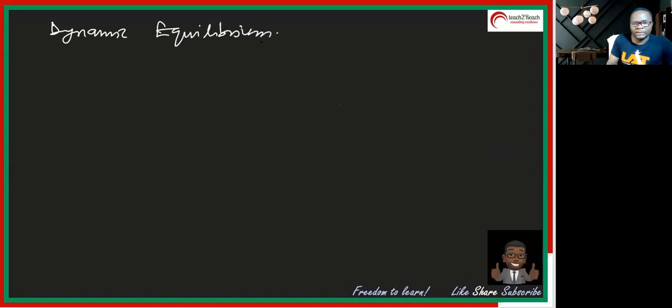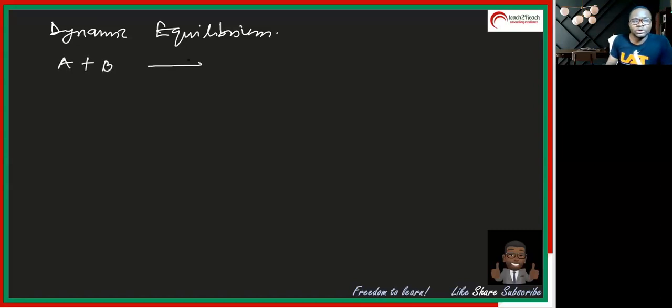Now, a dynamic equilibrium can be attained by any reaction that is a reversible reaction. So we are saying that if a reaction is reversible, it will get to a point where the rate at which the forward reaction is taking place will be equal to the rate at which the backward reaction is taking place. At that point, we'll say that the reaction is at equilibrium.